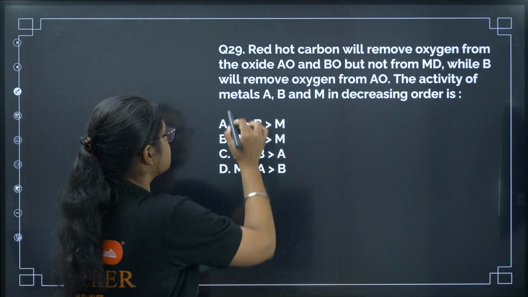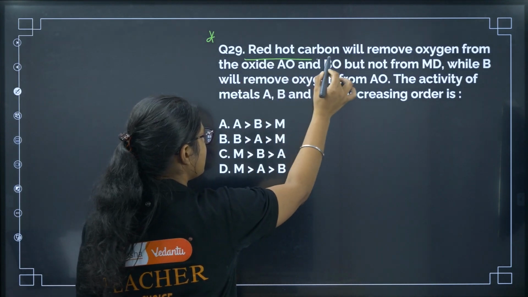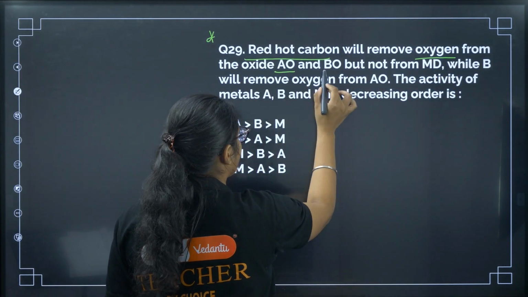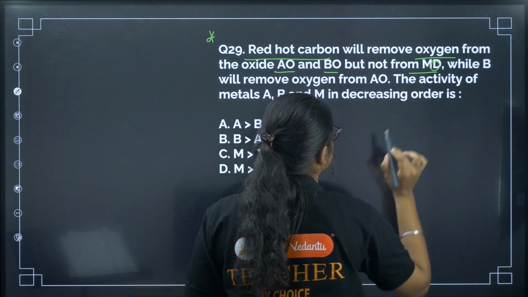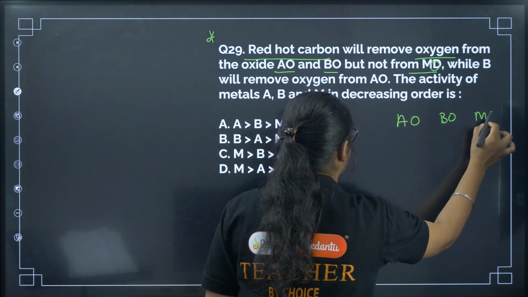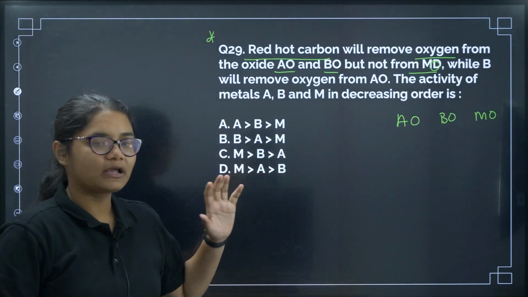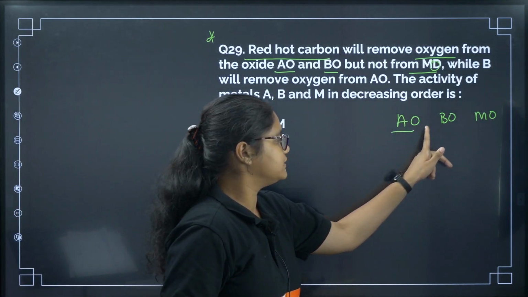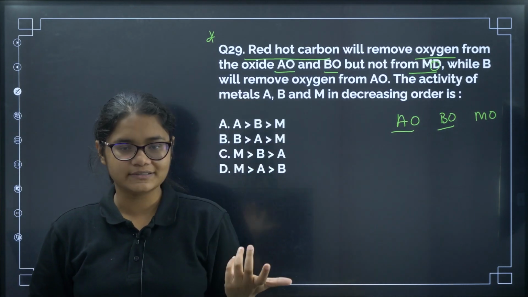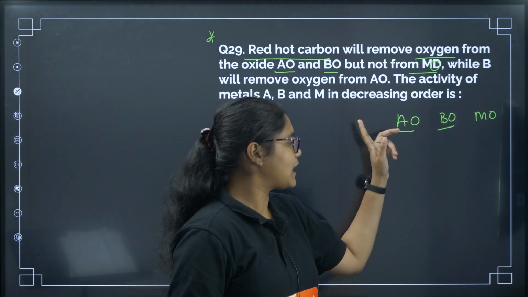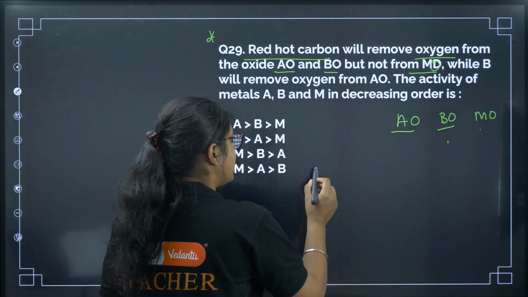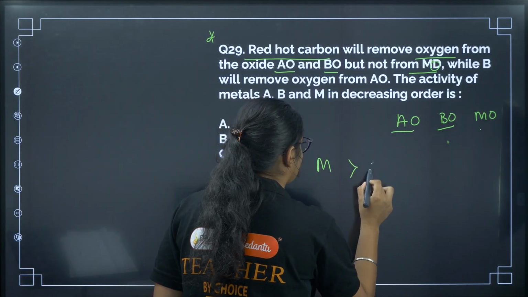Next, this is an important question again. Red hot carbon will remove oxygen from the oxides AO and BO but not MO. Okay, so there are three oxides, AO, BO and MO. Now red hot carbon can remove oxygen from these two, right? Removal of oxygen is what? Reducing. So carbon can reduce A and B but not M. So definitely M is a better reducing agent than carbon.